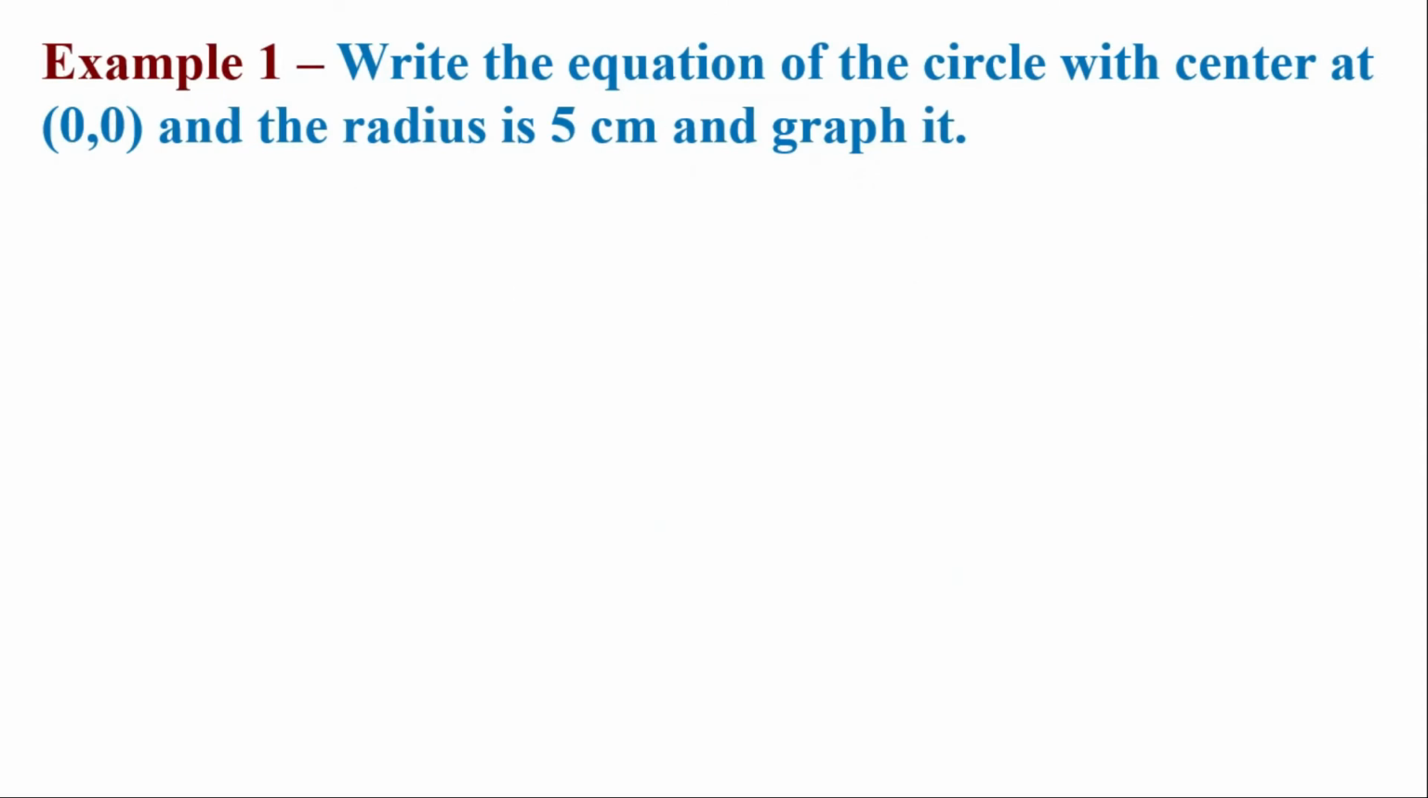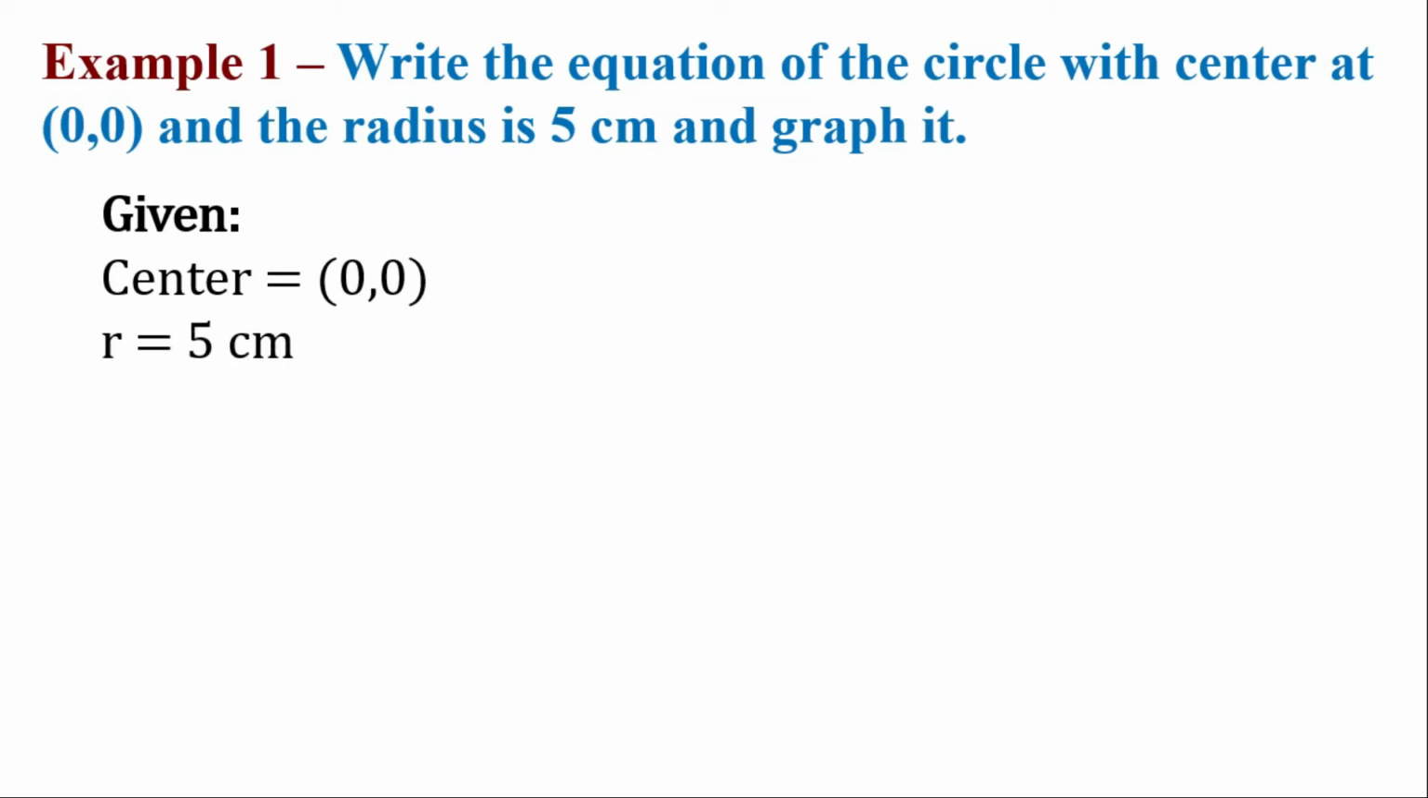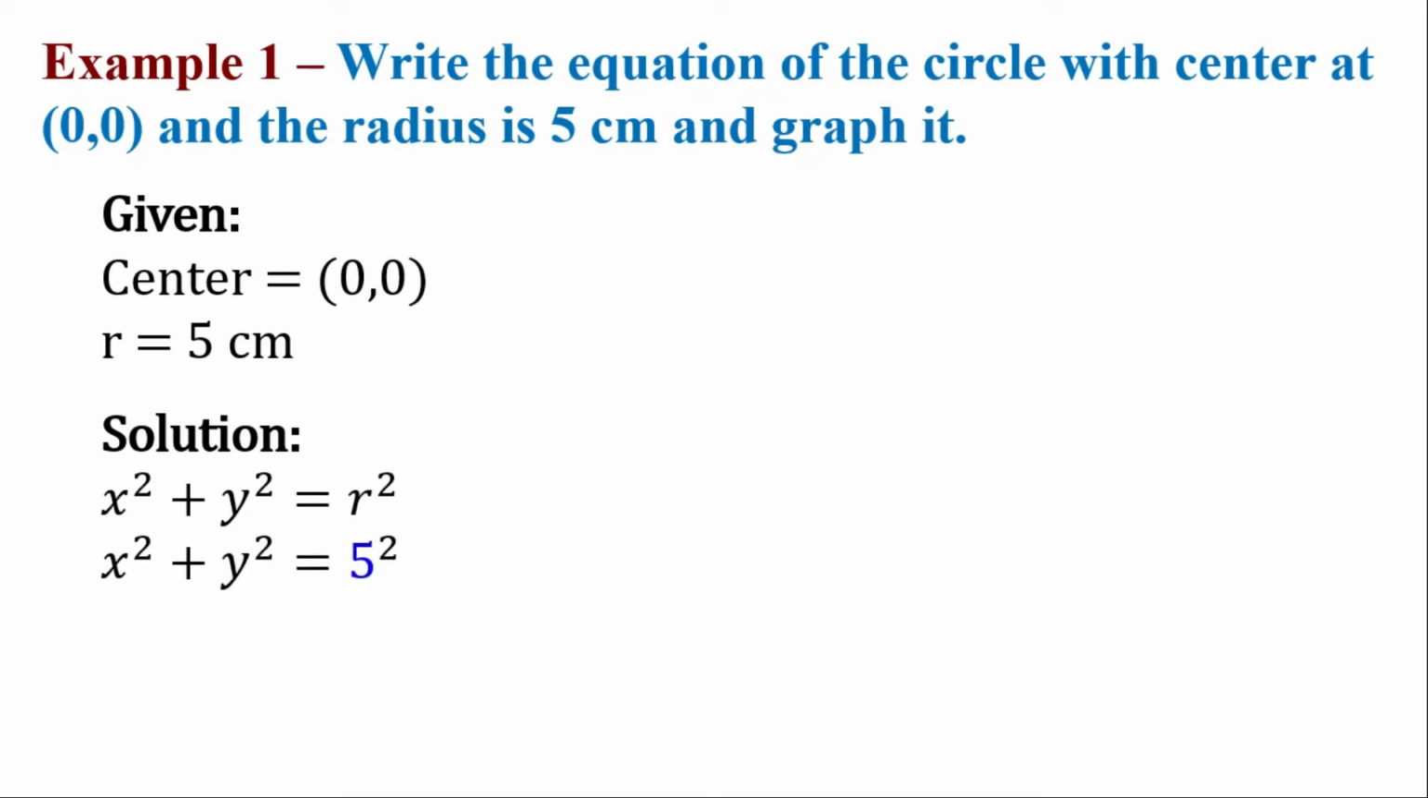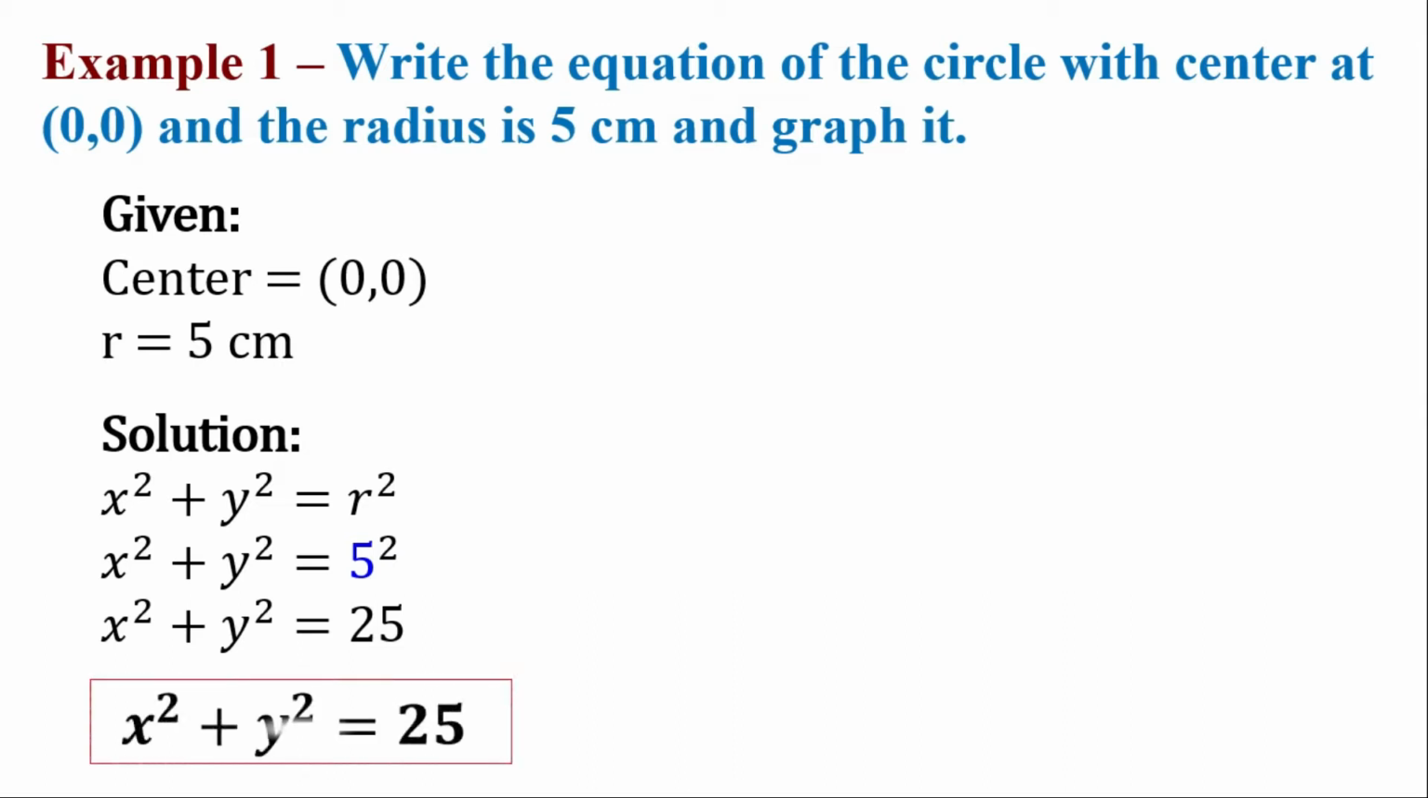Write the equation of a circle with a center at 0, 0 and a radius of 5 cm and graph it. Always remember in answering this kind of question that it is wise to write the given first, the center and the radius. After which, in your solution, you write the formula and substitute the radius on r, which is 5, and simplify it further. So 5 squared is equal to 25. So this will now be the equation of the circle.